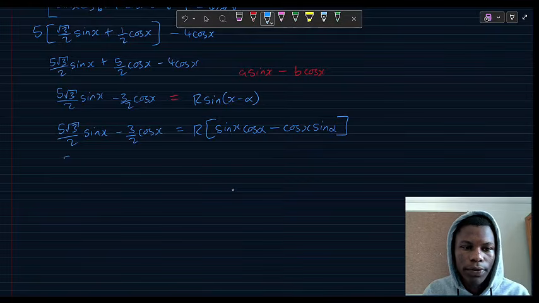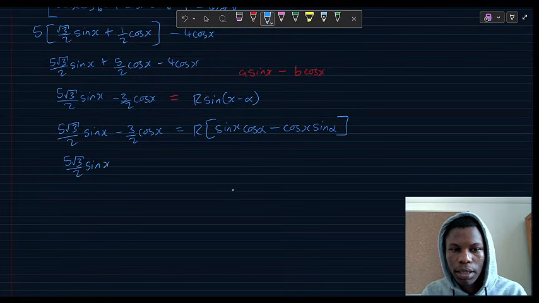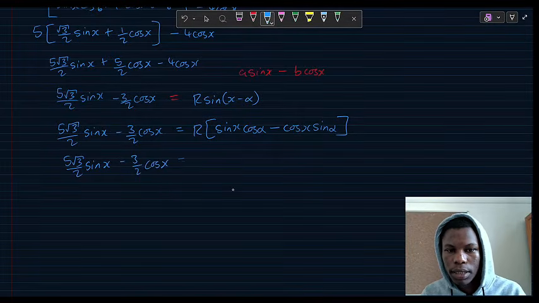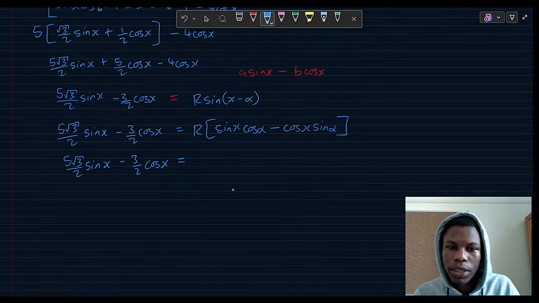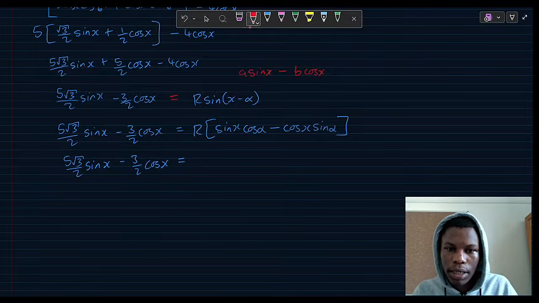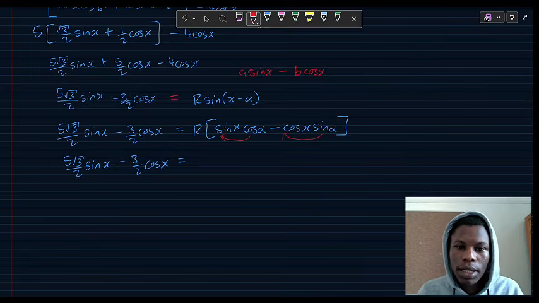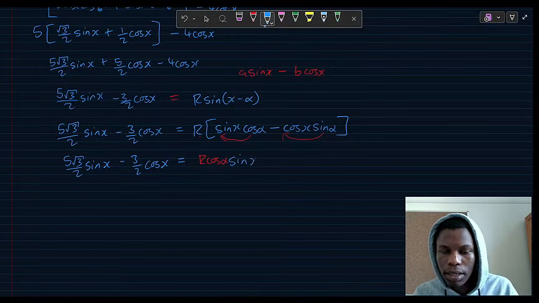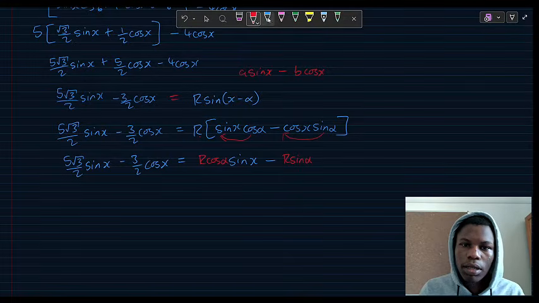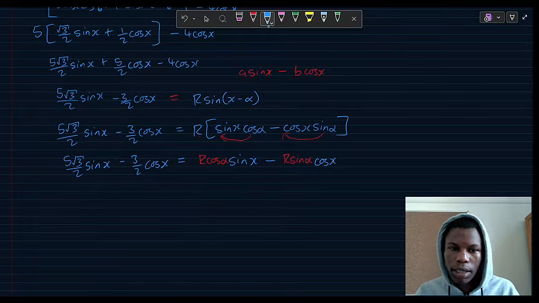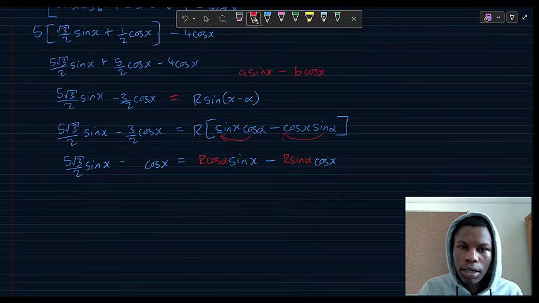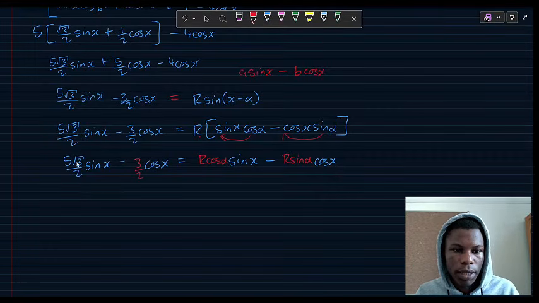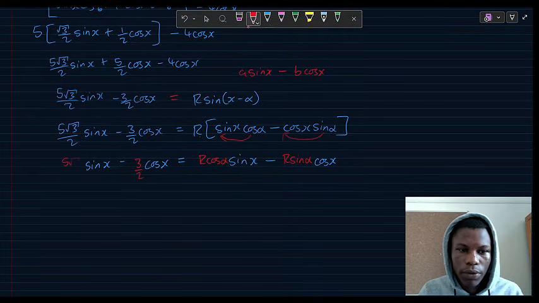And so we have 5 root 3 over 2 sine x minus 3 over 2 cos x is equal to, multiplying through by the r, and I want to swap the order so that I write the cos alpha first, and the sine alpha before cos x. So r times cos alpha, and that's multiplying the sine x. I've got minus r times sine alpha, and that's multiplying this cos x. I hope you can see that what I've put in red would be 5 root 3 over 2.